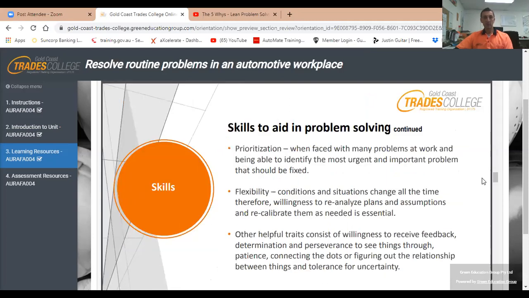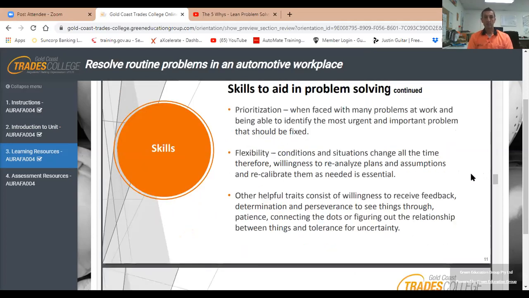Continuing on, some more skills to aid in problem solving. Prioritization. So what comes first? What comes second? What comes third? When faced with many problems at work, being able to identify the most urgent and important problem that should be fixed. There are skills to prioritization and some logic. You can use all sorts of different techniques to prioritize what should be done. Breaking things down into urgent, important, unimportant, and urgent. So there's a whole bunch of different headings, if you like, that can help you prioritize your work and prioritize results.